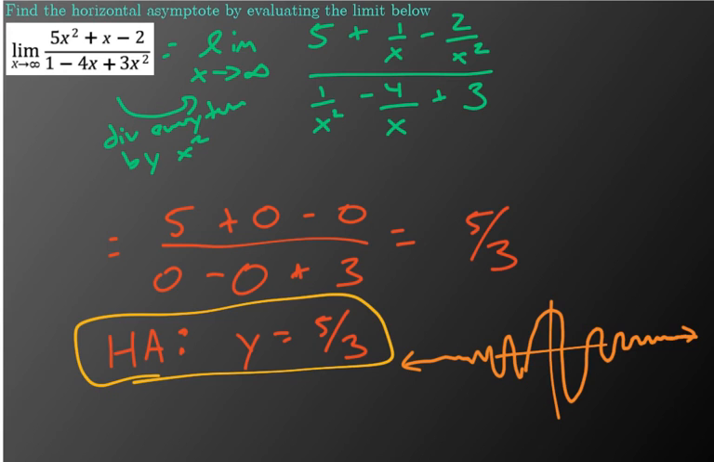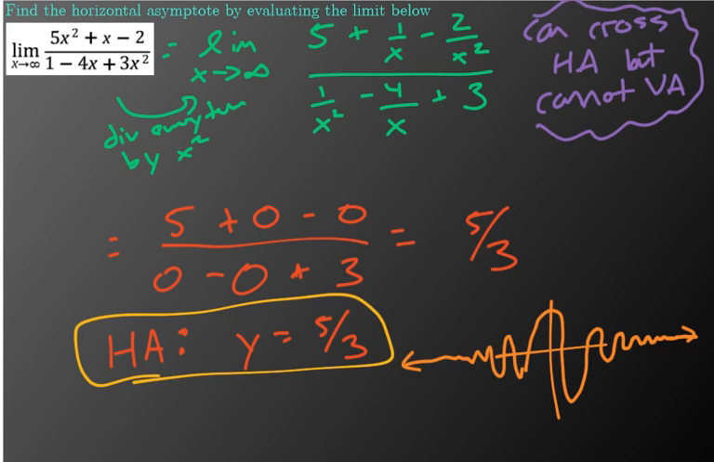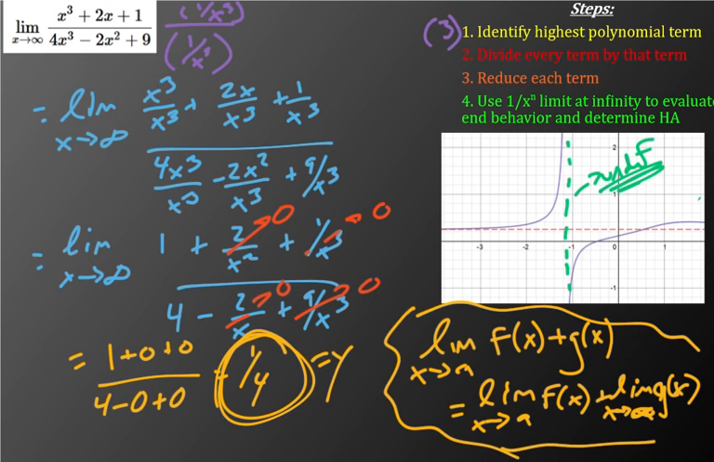You can never cross vertical asymptotes. So just write that up here: can cross horizontal asymptote, but cannot cross vertical asymptote. You'll see that in some graphs, like this one. Here it crosses over it, but then we still approach the 1/4, but you'll never cross that because that's just literally a spot where it's undefined.